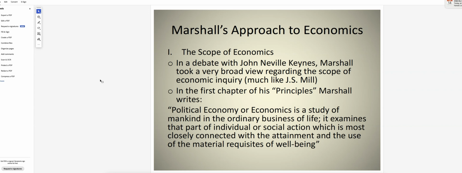But for Marshall, things are a bit more broad, and that broadness is looking at why people do certain things, that part of the individual or social action which is closely connected to people satisfying their interests.